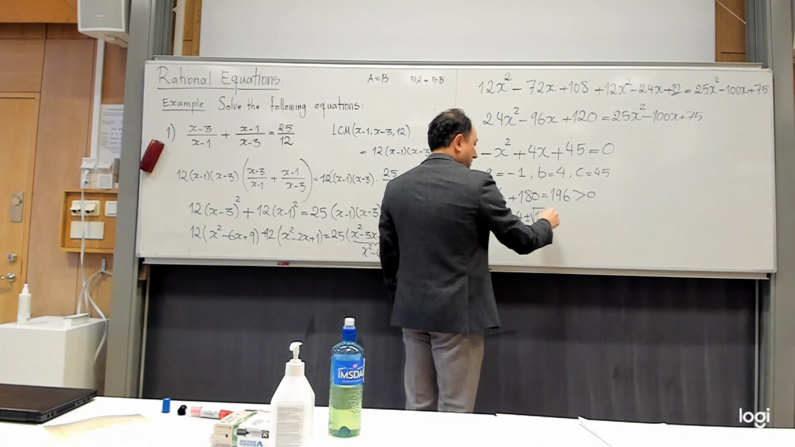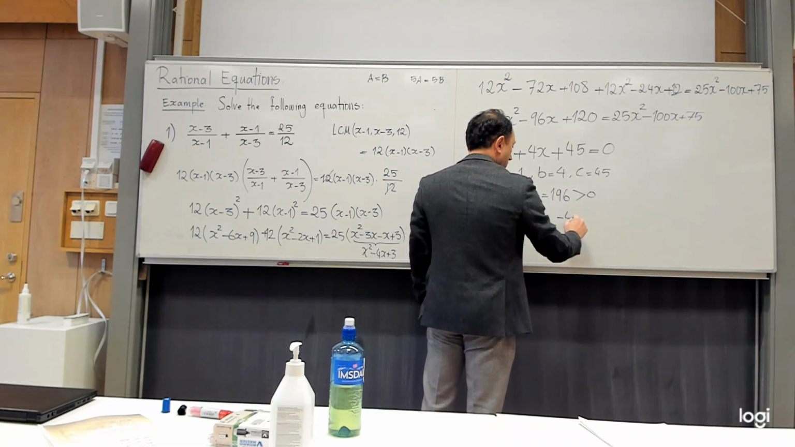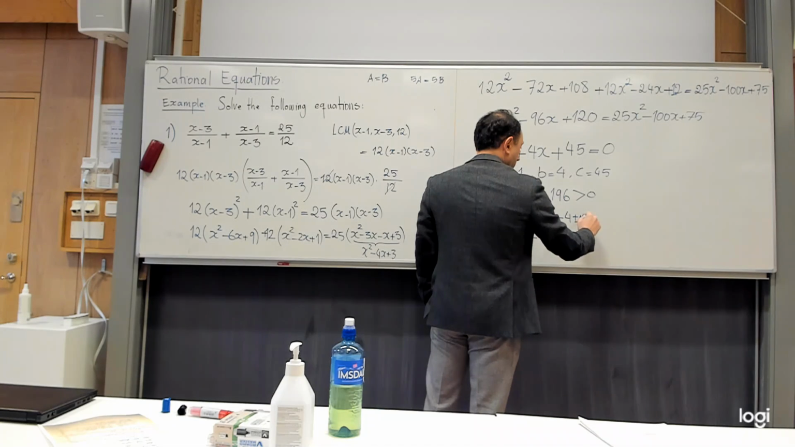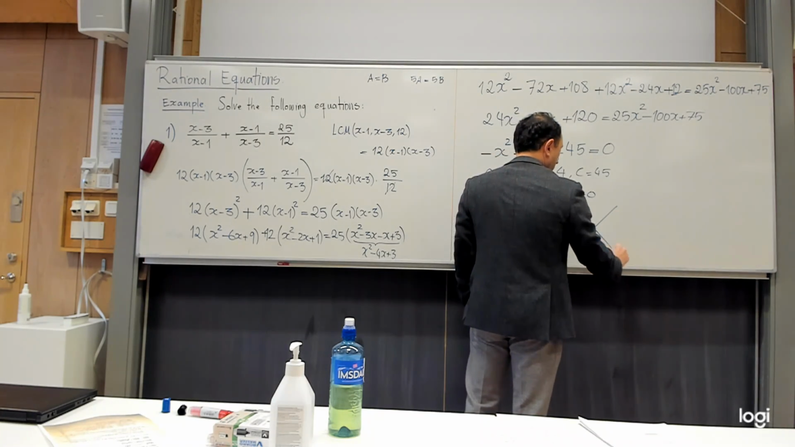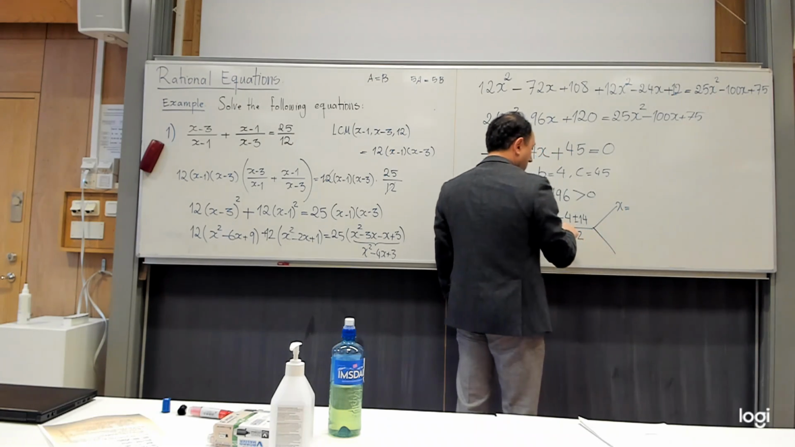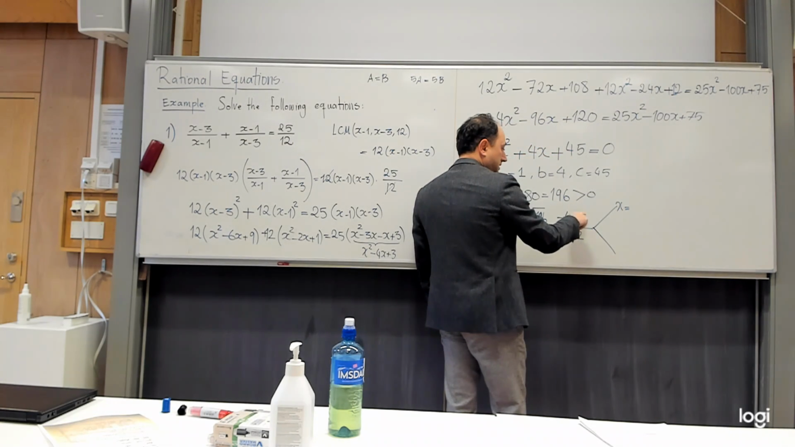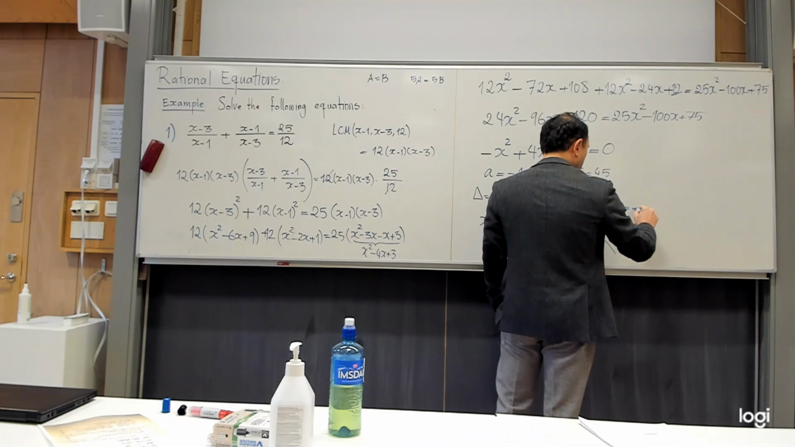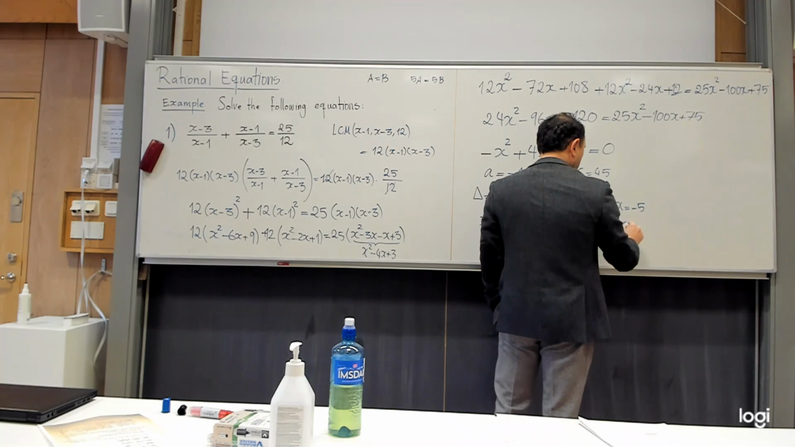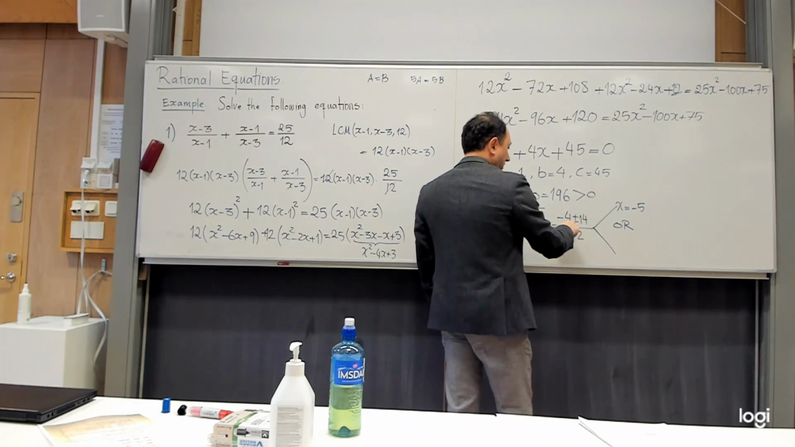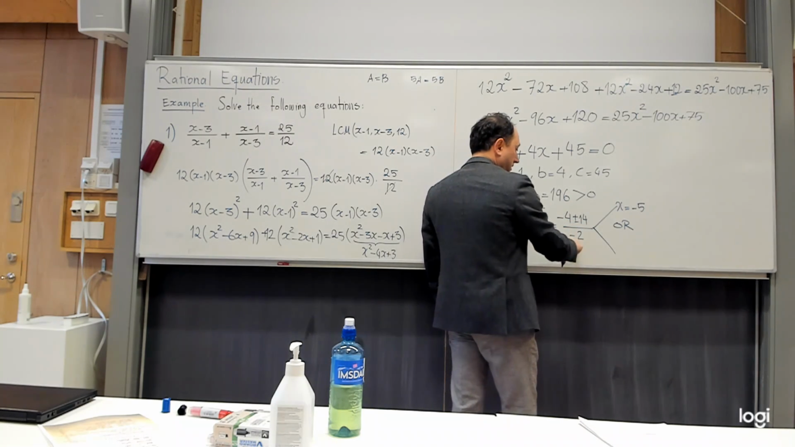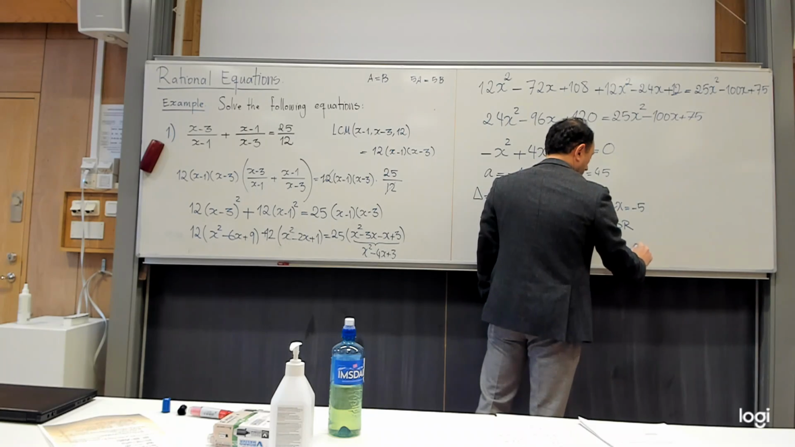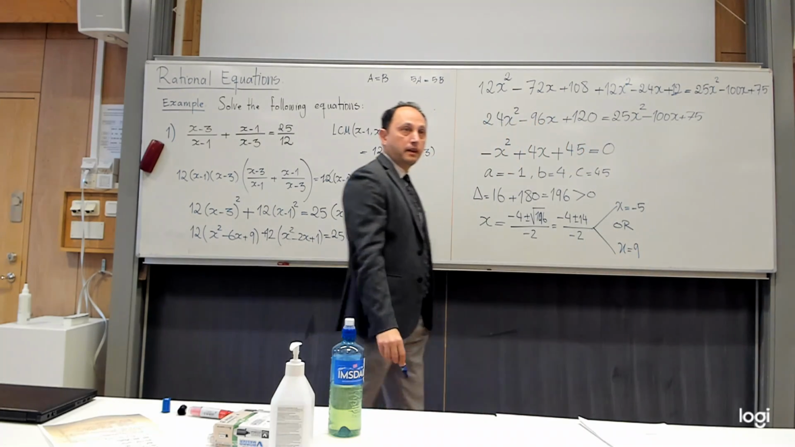And then if you put this in a calculator, the square root is 14, so it becomes minus 4 plus or minus 14, and then divided by minus 2, and then you will get 2 answers. x is equal to minus 4 plus 14 is 10 divided by minus 2 is minus 5. Or the other one is minus 4 minus 14 is minus 18 divided by minus 2 is 9. Yes?